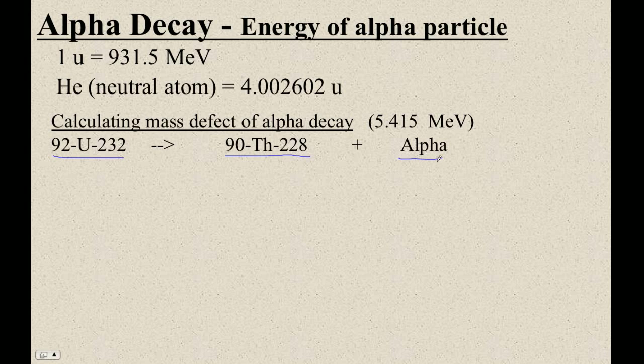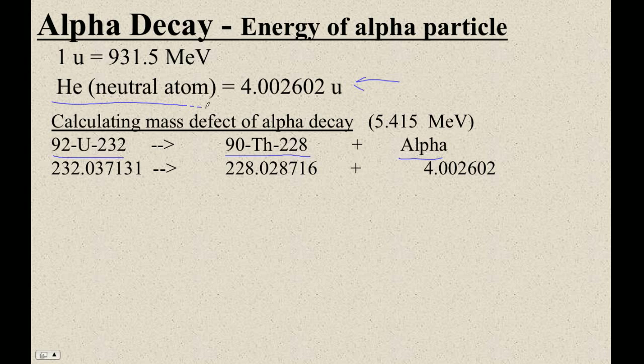The next thing to do is to look up those masses. So here's the mass of the uranium, here's the mass of the thorium, and then for an alpha particle, we use a helium atom. And this works. The helium atom takes care of everything. Here we have 92 protons and 92 electrons. Here we've got 90 protons, 90 electrons. And here we have 2 protons, 2 electrons. So that works. And the neutrons all work out as well.